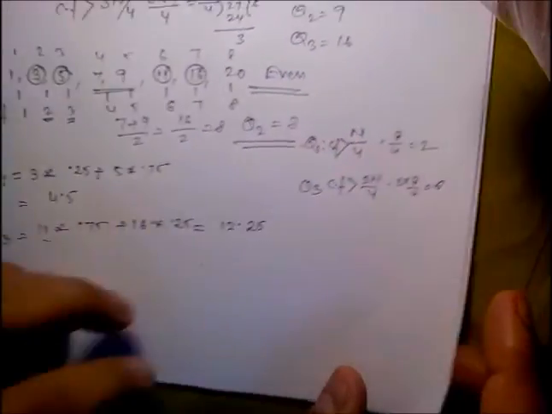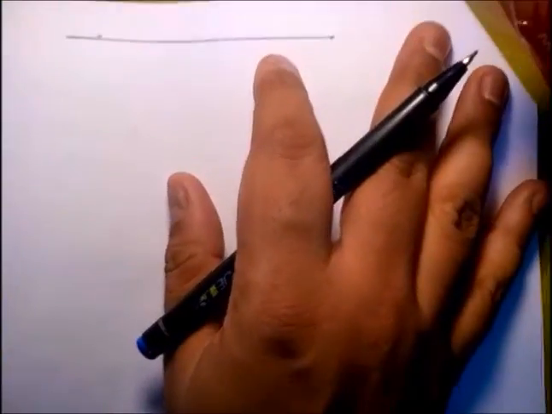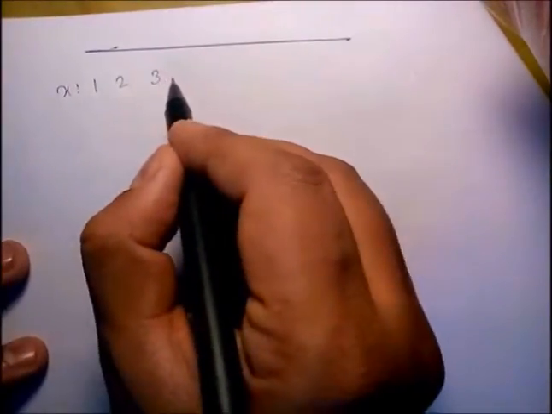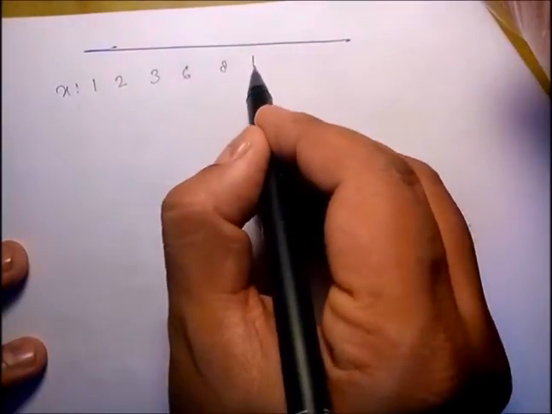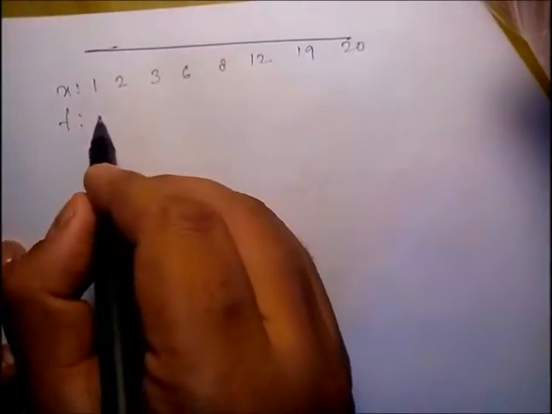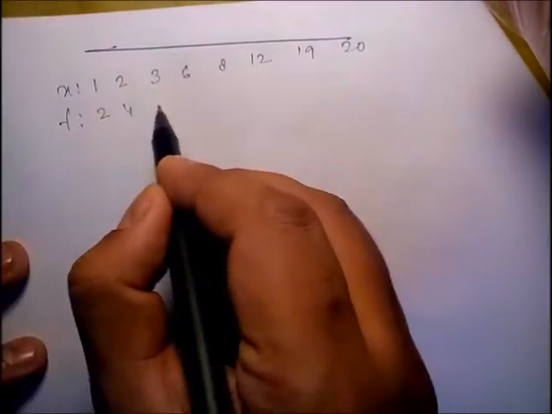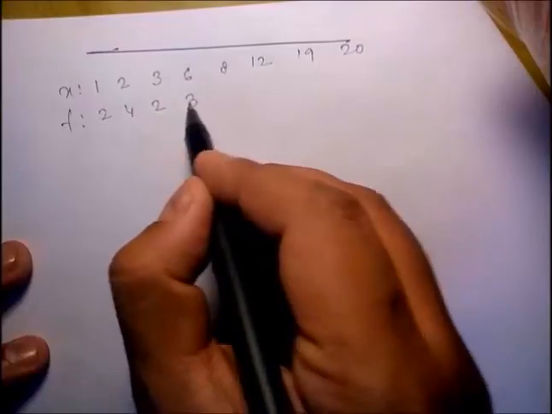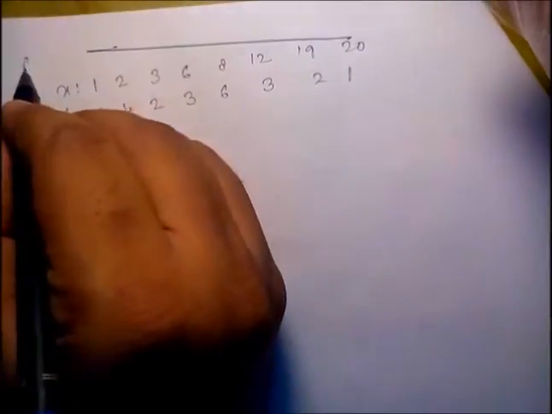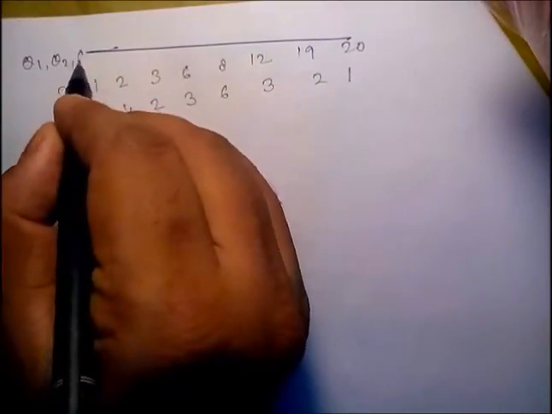Now what happens if frequencies are given? Suppose the data are 1 2 3 6 8 12 19 20, and the frequencies are, say, 2 4 2 3 6 3 2 1. So the question is how to calculate Q1, Q2 and Q3.